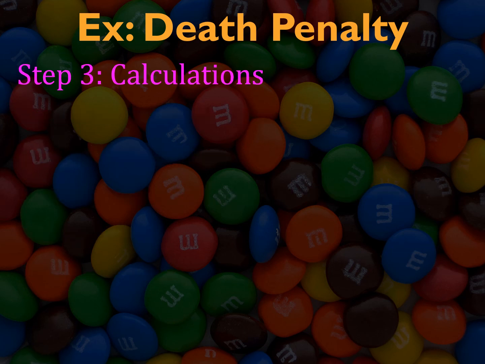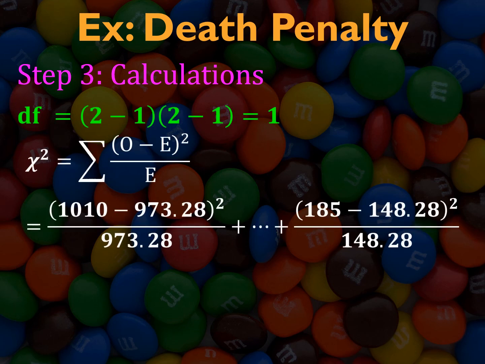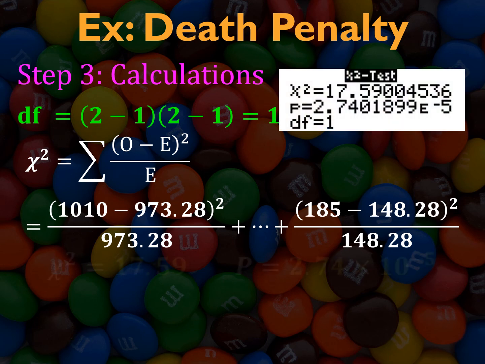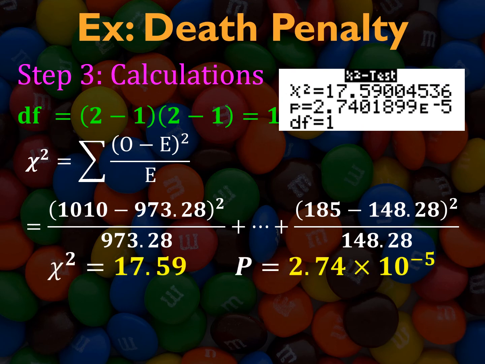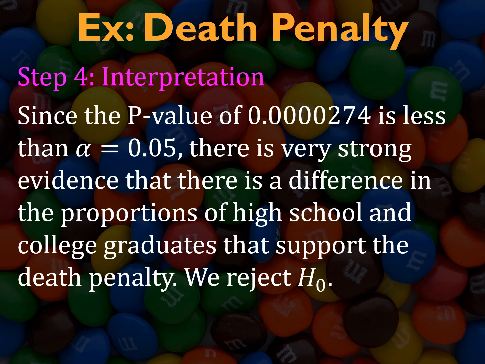So the calculation for chi-square, the DF is 1. 1 times 1 is 1. Chi-square is observed minus expected squared divided by expected for all four blocks. Notice I only put in the first and the last one. You end up with a chi-square value of 17.59 and a p-value of 2.74 times 10 to the negative fifth. Notice that the p-value is exactly the same as it was when we did the two-sample z-test. So we're going to have the same conclusion.